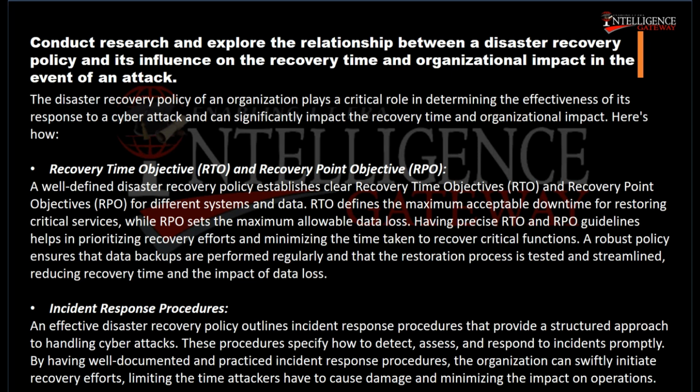time taken to recover critical functions. A robust policy ensures that data backups are performed regularly and that the restoration process is tested and streamlined, reducing recovery time and the impact of data loss.